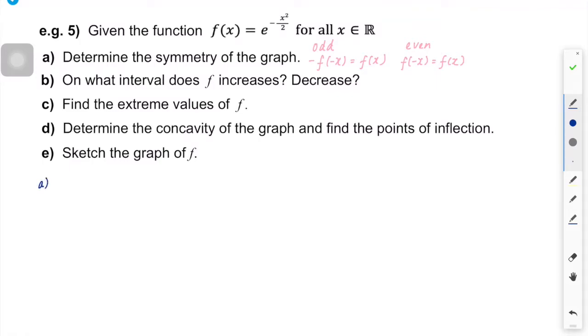Part A. I'm going to first work out f of negative x, which gives me e to the power of negative x to the power of 2 over 2, which looks like e to the power of negative x squared over 2. It turns out this is f of x, and we have an even function, which implies that there is line symmetry in this function.